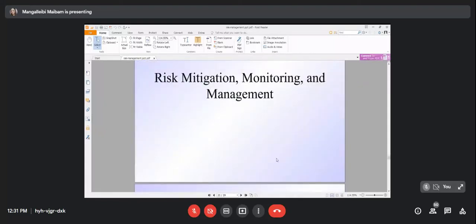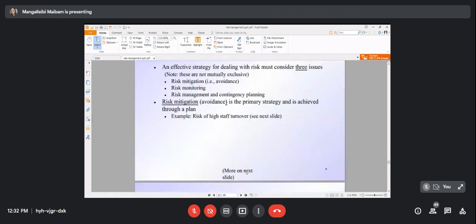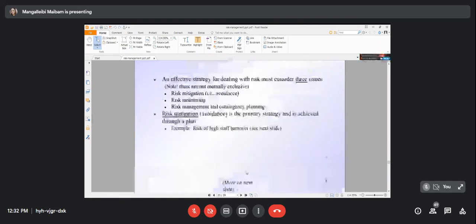So risk mitigation, monitoring, and management. So this is also known as RMMM plan. Okay. We will see what is mitigation, we will see what is monitoring, and we will see what is management. So risk mitigation. Mitigation, it means avoidance. Okay. So here we have risk mitigation, which means risk avoidance. It is a primary strategy and it is achieved through a plan.